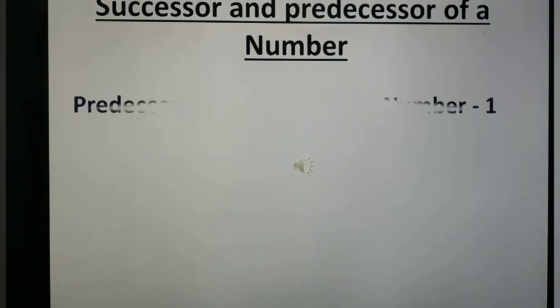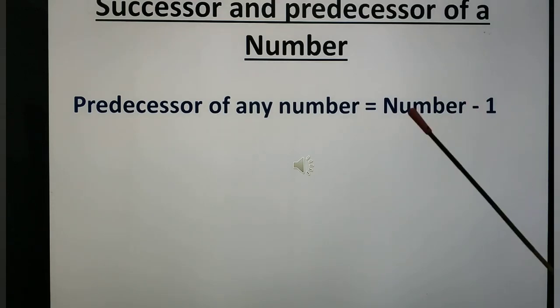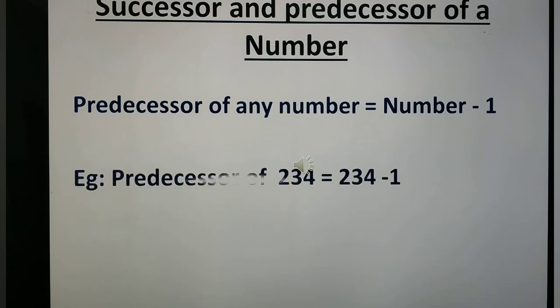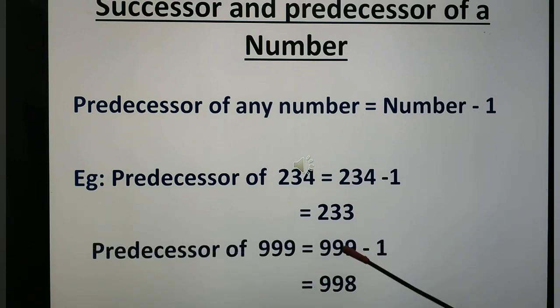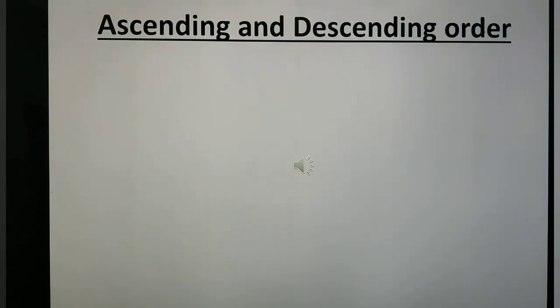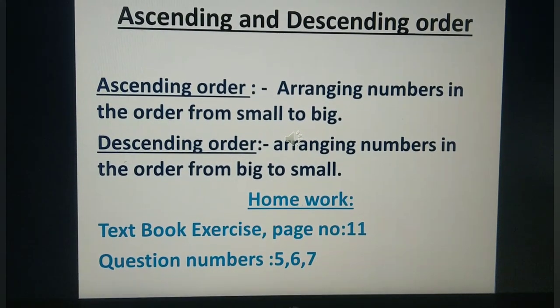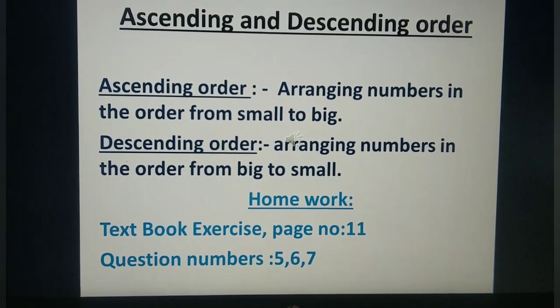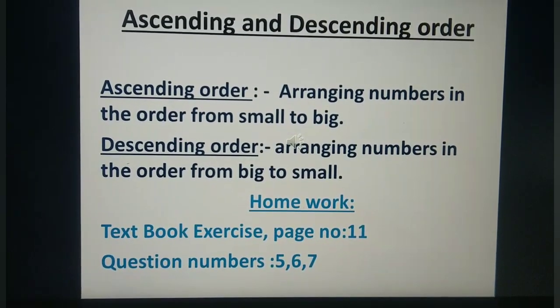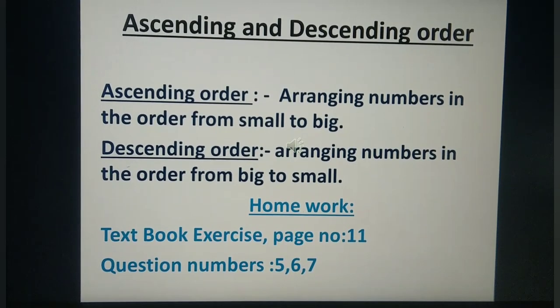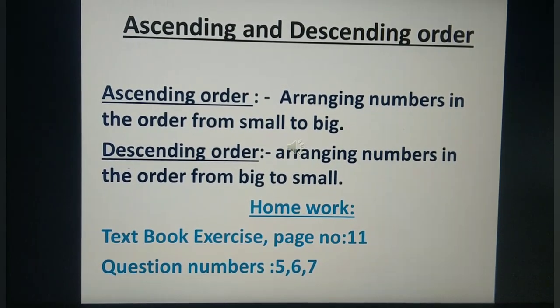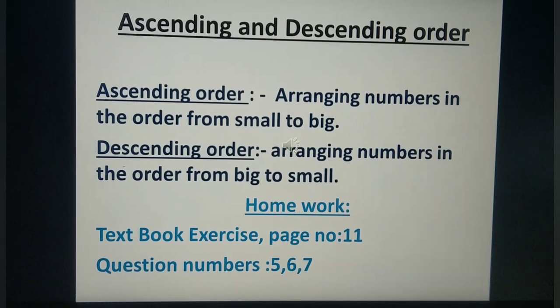Let us see predecessor of a number. Predecessor of a number means that number minus 1. Here is an example: 234 minus 1, that is 233. Another example: 999 minus 1, 998. Ascending and descending order. Ascending order, arranging numbers in the order from small to big. Descending order, arranging numbers in the order from big to small.